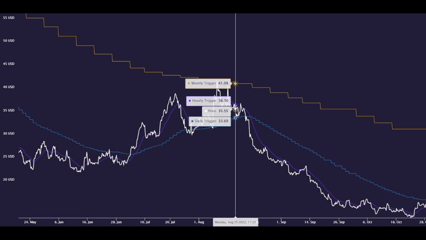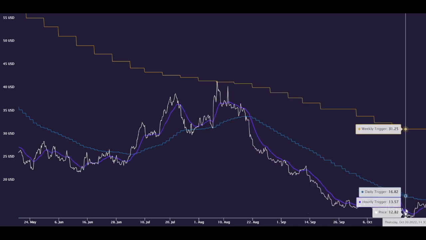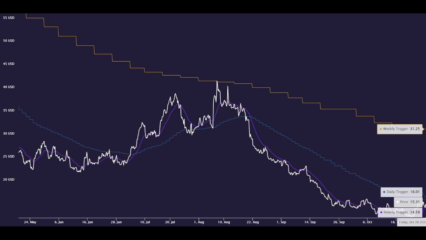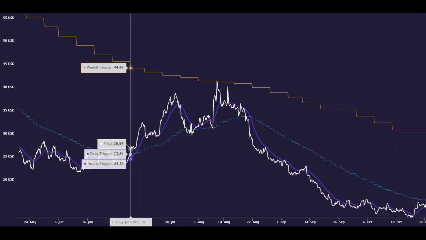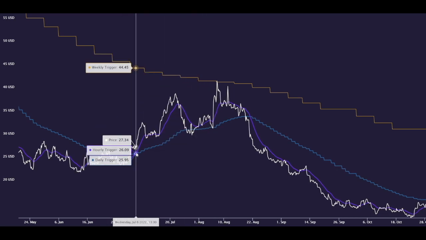But once price breaks above the daily trigger, the same short program that shorted all the way down is now going to step in and cover their position. And that's why above the daily trigger, you get strong moves to the upside. So check out here, price broke above the daily trigger. We got a strong move to the upside.